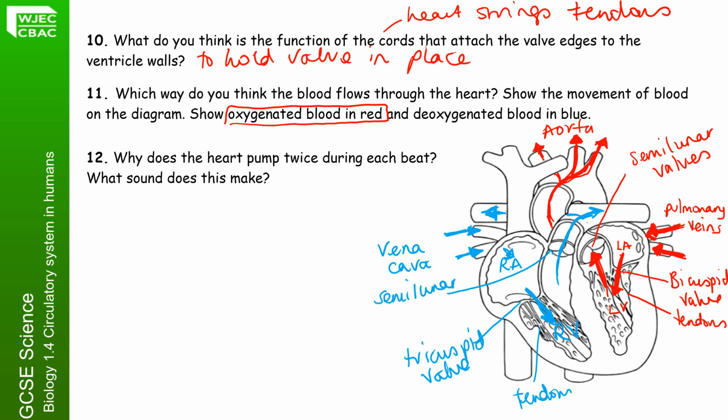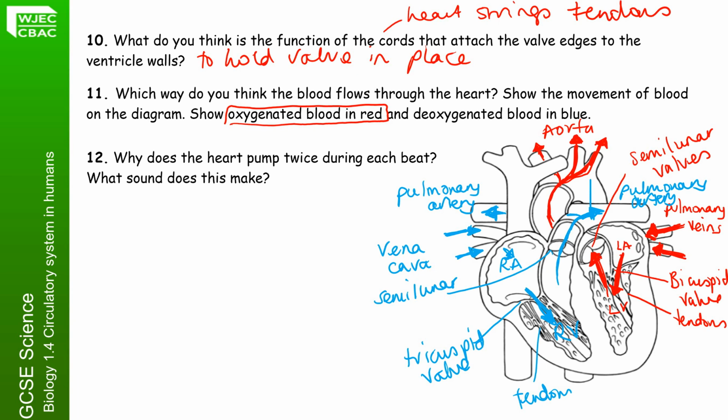And this deoxygenated blood needs to go to the lungs, and it goes to the lungs in the pulmonary artery. So why are there two pulmonary arteries? Just the same as pulmonary veins. They need to go to the left and the right lung.